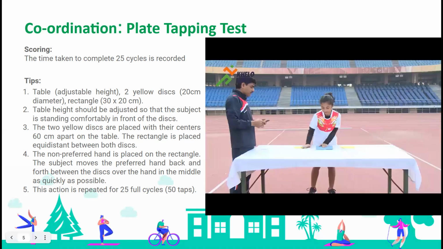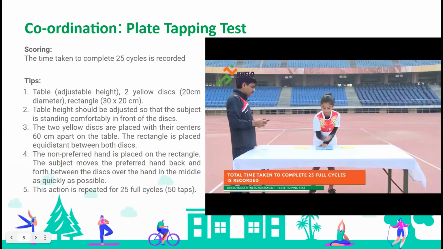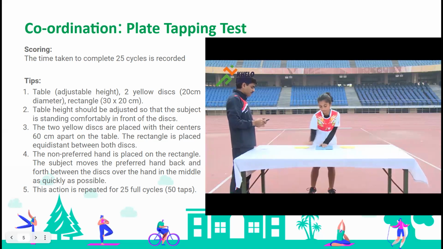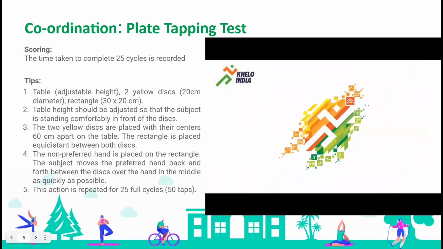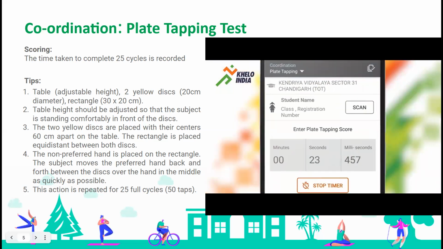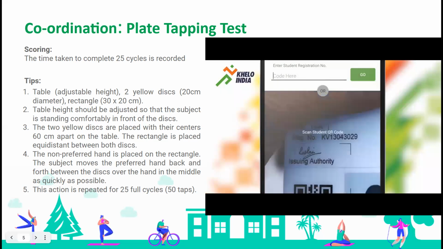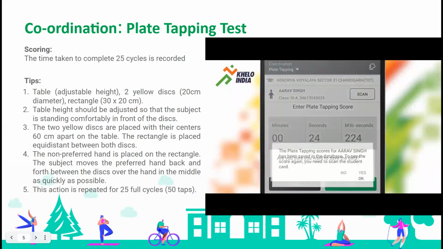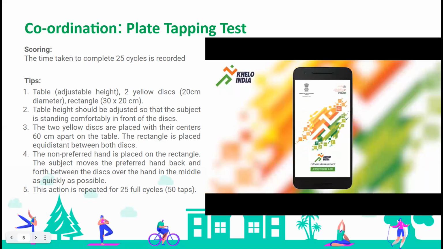This action is repeated for 25 full cycles. The total time taken to complete 25 full cycles is recorded. As the participant completes 25 full cycles of tapping, the stop timer option should be tapped on the screen. The clock on the screen shows the time taken by the participant to complete 25 full cycles of plate tapping. To record the data, first scan the ID card of the student and then tap on the save option. This completes the plate tapping test.